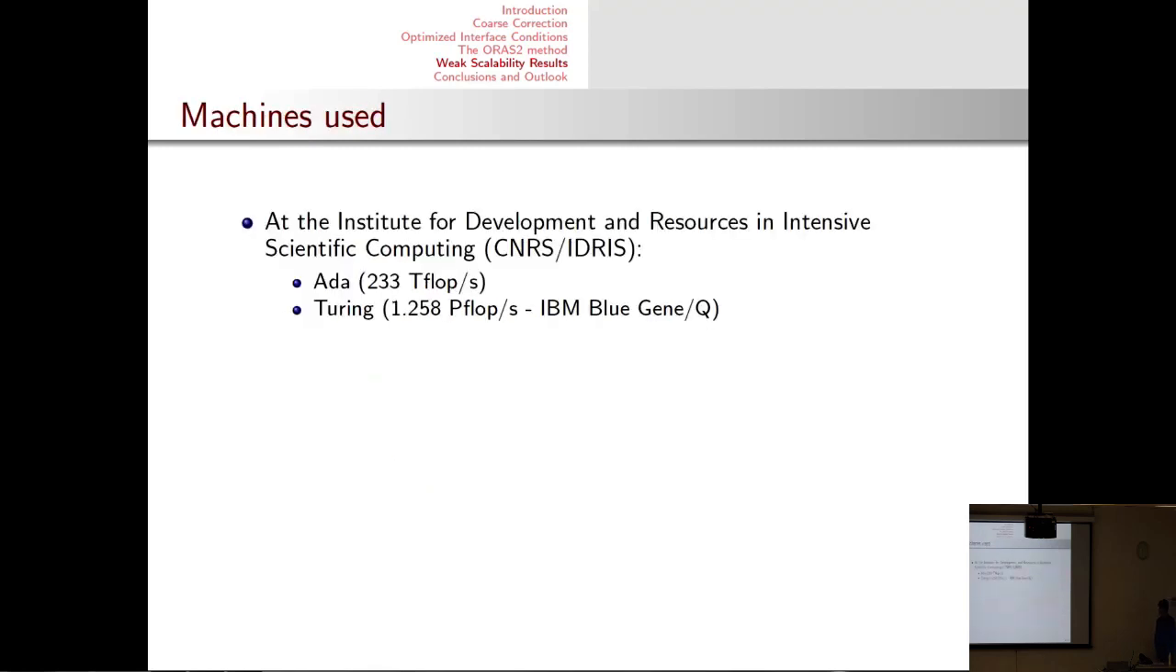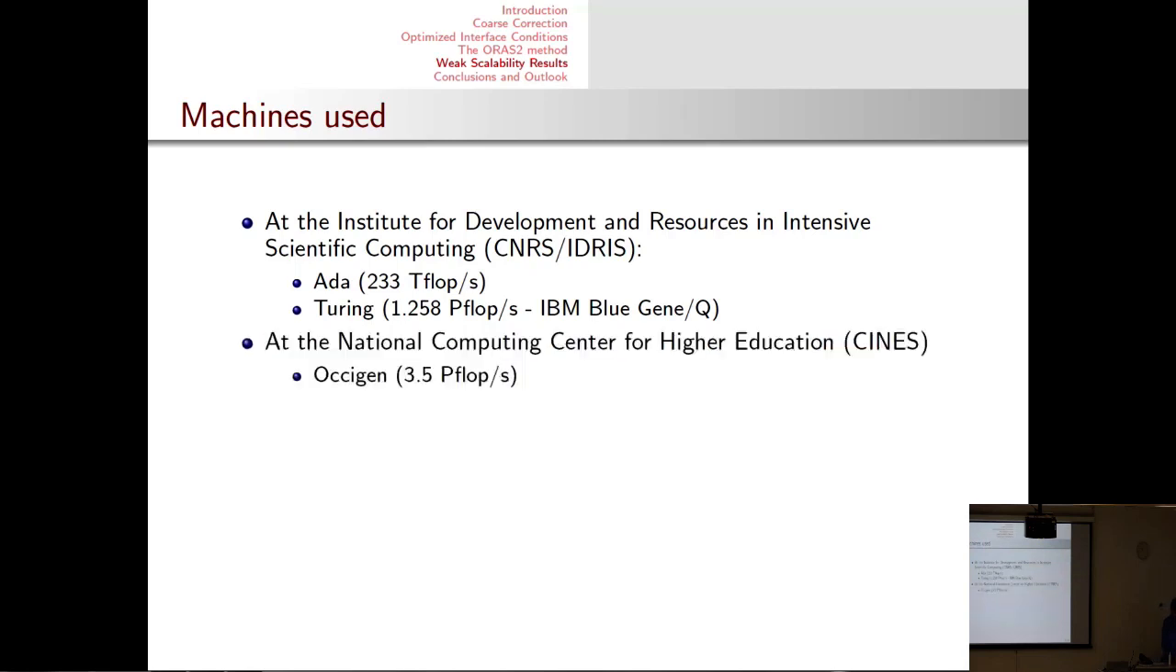The machines I used at my institute: the first one is ADA, which is, I would say, a regular, classical cluster. The second machine is Turing, which is an IBM Blue Gene Q, which is pretty old, but still in use till next year. It will be replaced next year. I also had access to another machine called Occigen at CINES, which is another computing center we have in France. And all those machines are funded by GENCI.